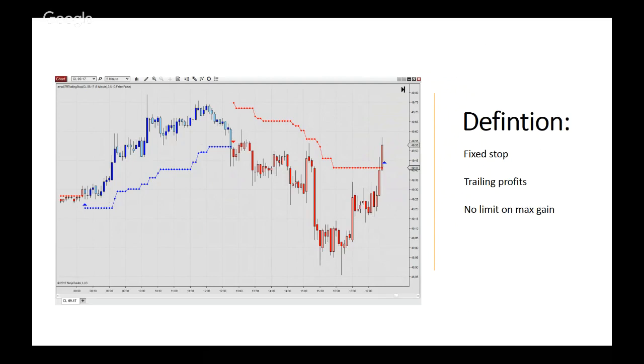For short positions, it's the opposite. So you see the stop here is moving to the downside, tracing the market here. And once the market goes against our position here, the stop remains in place. And then it's triggering a market order once this level here is hit.